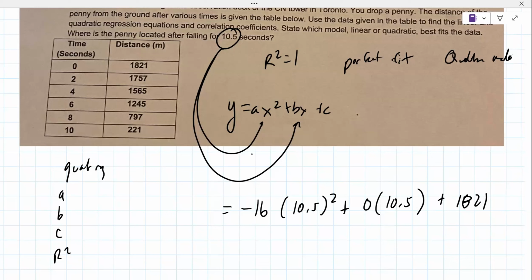I'm just going to put that into the calculator, I guess. It's negative 16, parentheses, 10.5, squared, plus 1821, equals 57. That's the height. 57 meters is the height after 10.5 seconds. 57 meters.